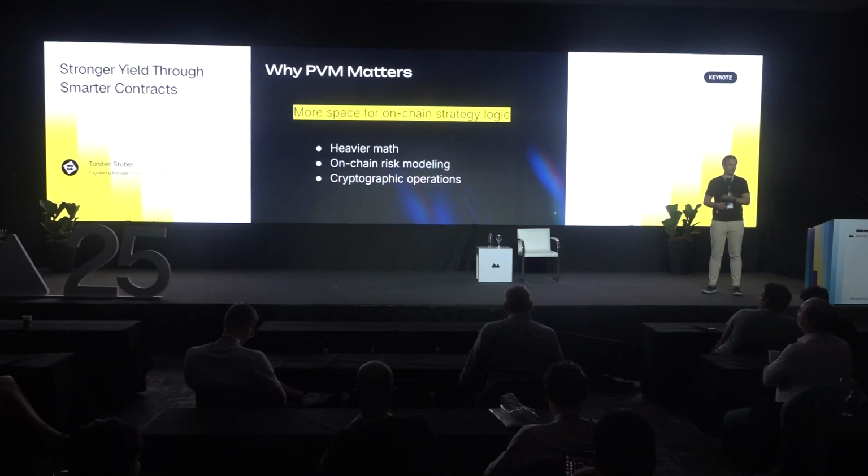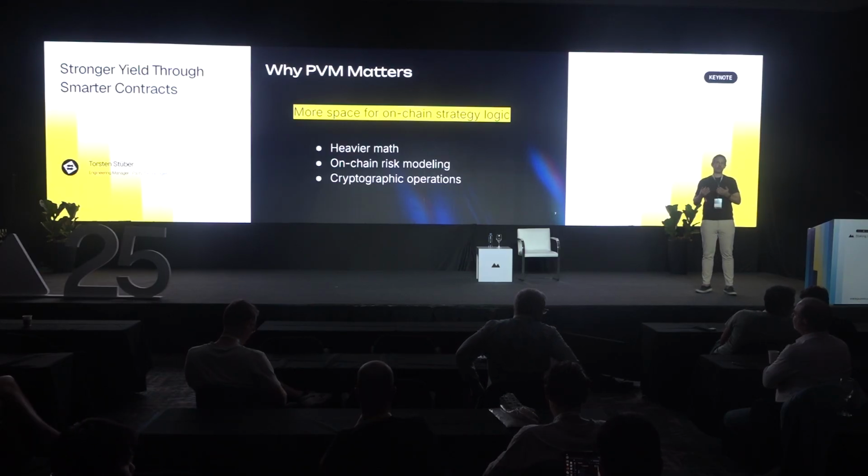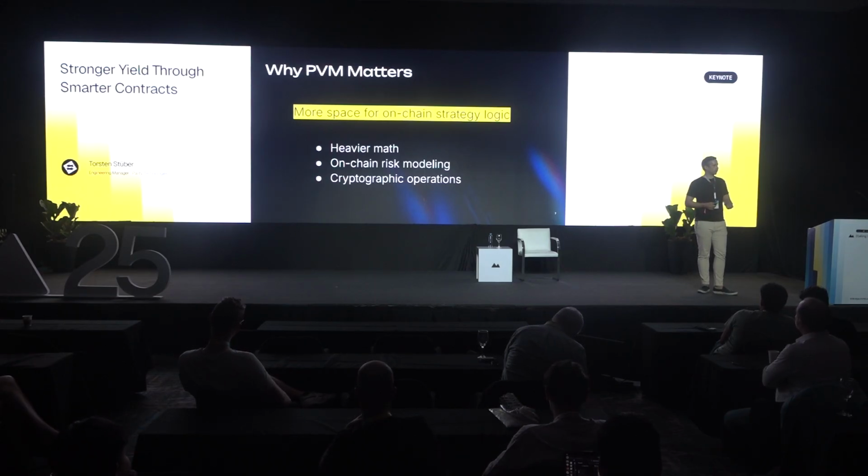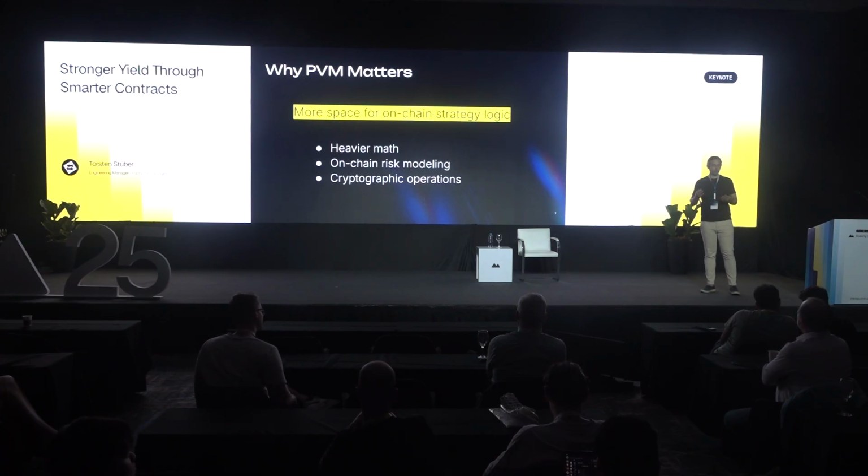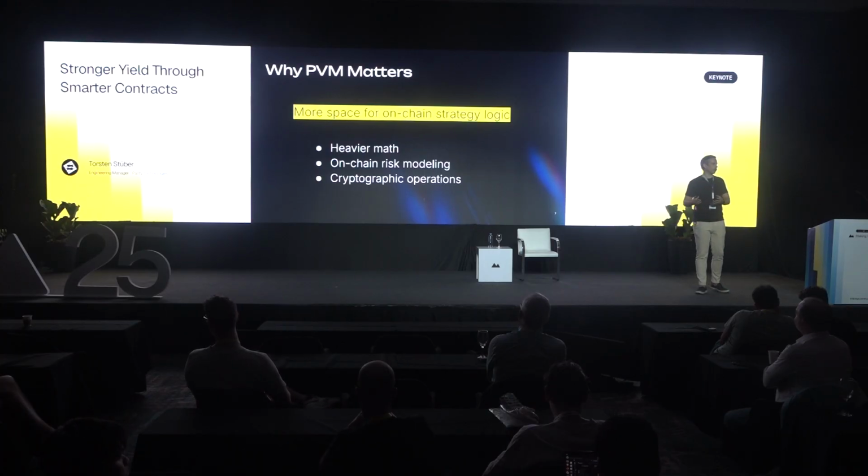Now I want to talk about the other engine, the innovative engine, which is called PVM or Polka Virtual Machine. PVM gives you all the computational power that you don't find in any other engines. It allows you to deploy more complex smart contracts with more computational power. Usually when you deploy a smart contract and you need to do any computation, it's limited to very simple arithmetic. But with PVM, you can use heavier math. You can do, for example, on-chain risk modeling. You can implement cryptographic operations all in a smart contract, something that was not possible before.